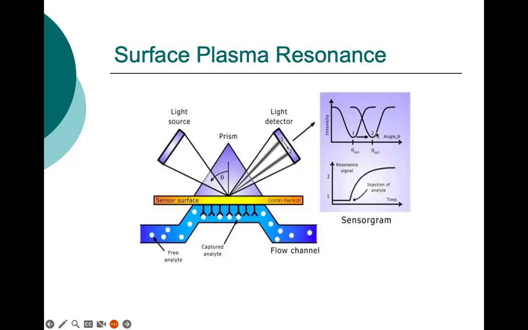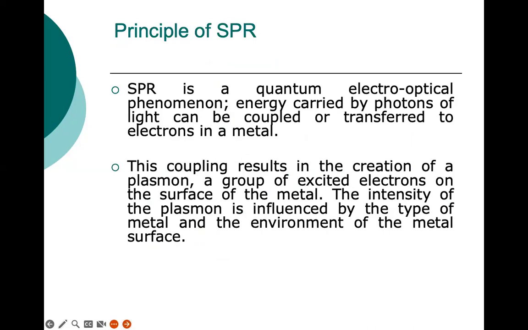This is actually a big machine, plasmon resonance, but there are some who have tried to miniaturize it, to make the machine into a smaller version. This is one of the optical based sensors that we can use to develop optical based sensors. So this is the explanation. Energy carried by photon can be coupled.